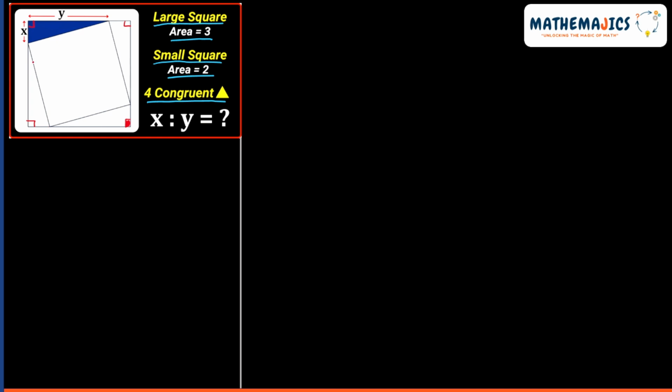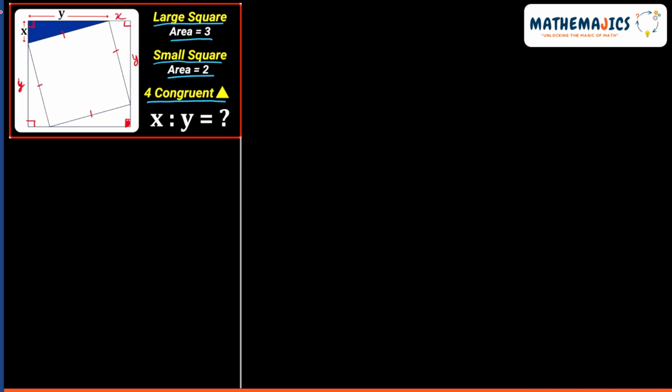Yes, congruent means their respective sides are equal, right? See, this hypotenuse of all the 4 congruent right triangles is the same because this is the side of a square. Similarly, the long side, that is y, is equal to the long side of the rest of the congruent triangles. This is y, this is y, correct? Similarly, the shorter side of all the right triangles will be the same. So this will also be x.